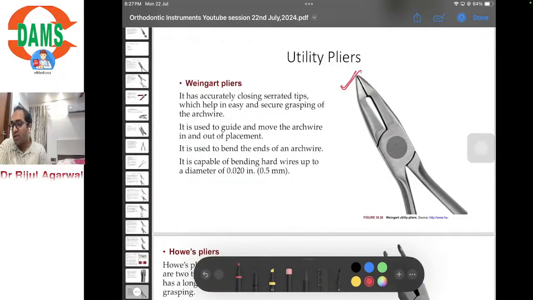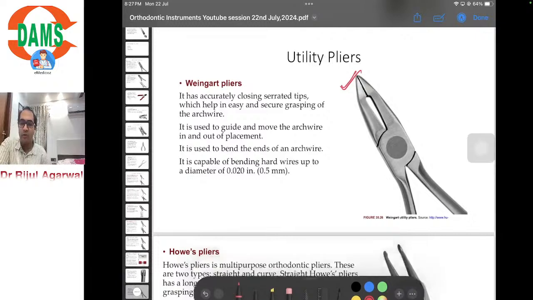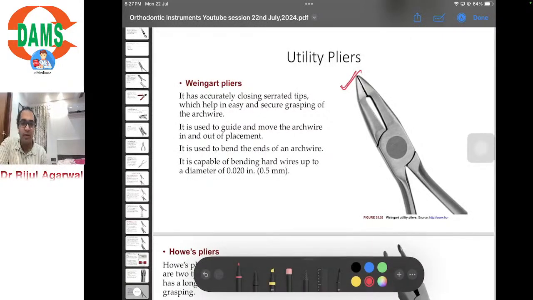So if there is serration, why do we need serrations? Serrations are needed in any plier so that you hold the wire properly and firmly. So serrated tips help in easy and secure grasping of the arch wire. So what's the use of this Weingart plier? It is used to guide and move the arch wire in and out for placement inside the bracket and the molar tubes. Okay, so this is the primary or basic purpose of the Weingart plier.